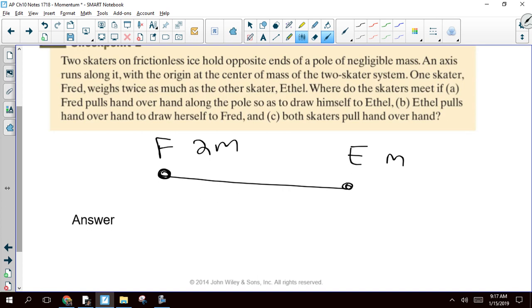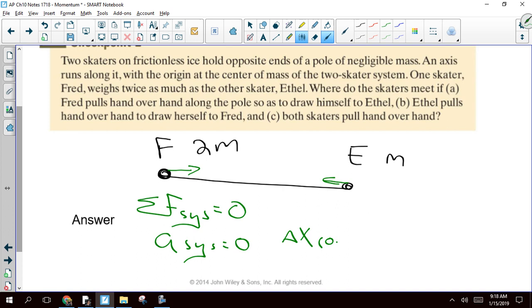When they're pulling each other, this is an internal force, right? Fred is pulling Ethel this way, Ethel is pulling Fred that way. That means the net force on our system is 0, which means the acceleration of our system is 0, which means the displacement of our center of mass is 0. The problem told us that the origin is where our center of mass was. So as they pull together, when they eventually meet, they have to meet at that center of mass, because our center of mass can't move since the net force on our system is 0.